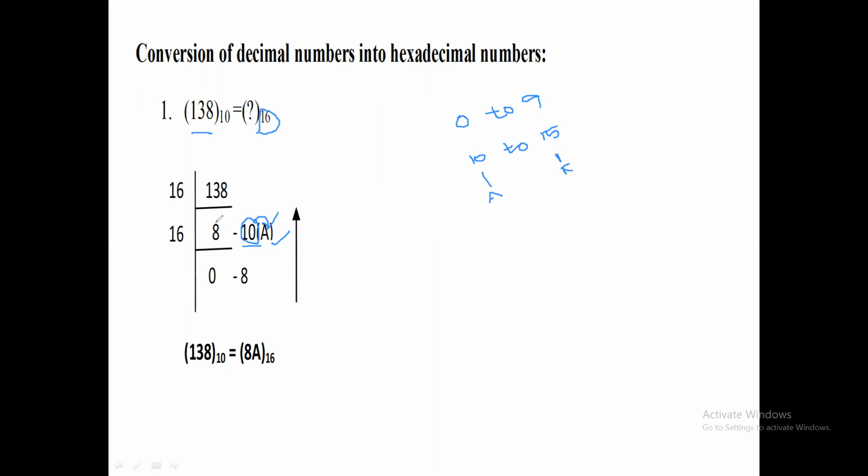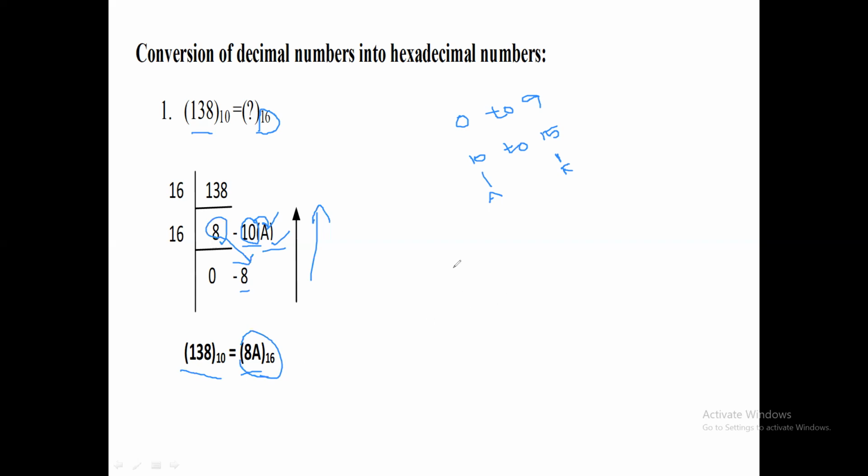Then because quotient is not 0, divide that quotient again by 16. 16 zeros, and this number comes as remainder over here. Okay. Now you take down these values in bottom to up direction, this direction. It is 8 and then A. So you have to write it as 8A. You should not write 810 because 10 is replaced by the symbol capital A. So 138 in decimal number system is equivalent to 8A in hexadecimal number system.